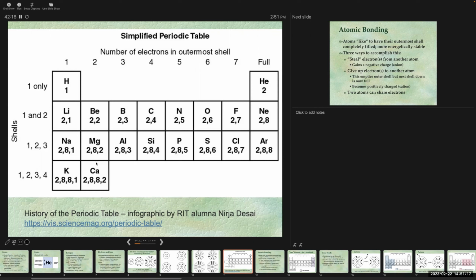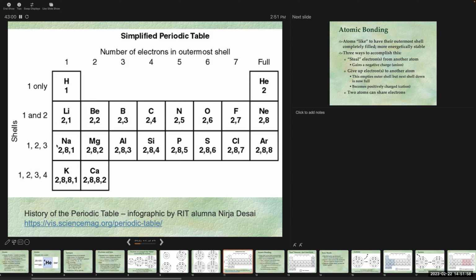The vertical columns tell us how many electrons are present in the outermost shell of that atom. So column 1 means that all of these elements have just 1 electron in their outermost shell. In the case of hydrogen, hydrogen only has 1 electron in the first shell, but still that means it has 1 electron in its outermost shell. Lithium, the first shell is full, so the first shell fills up with 2 electrons, and then it has 1 electron in the second shell.